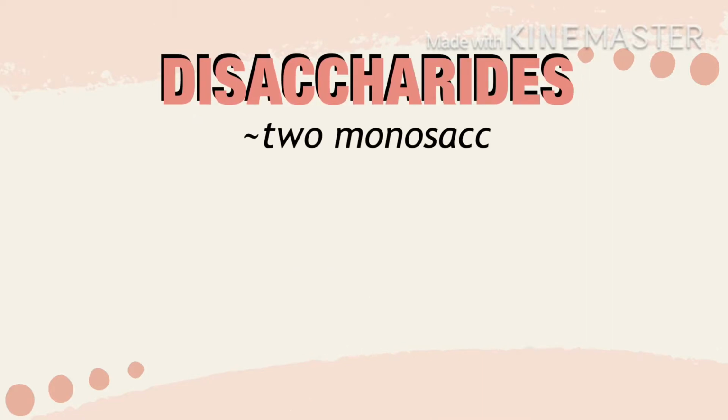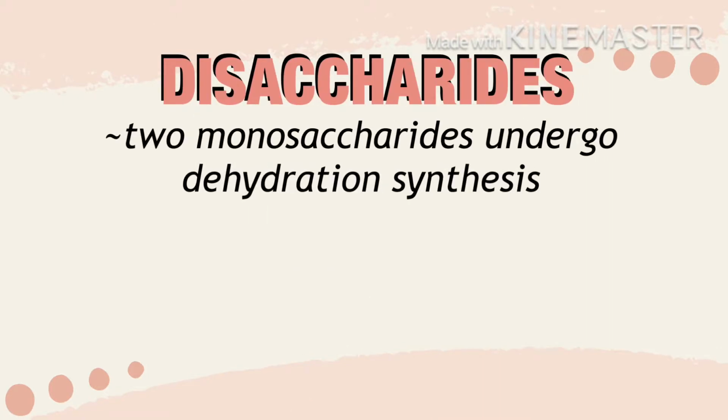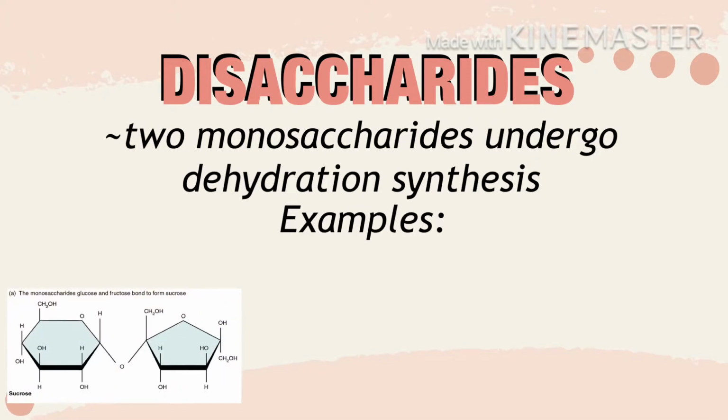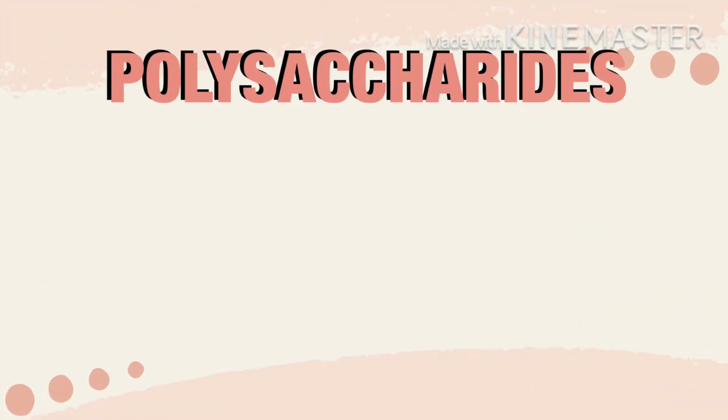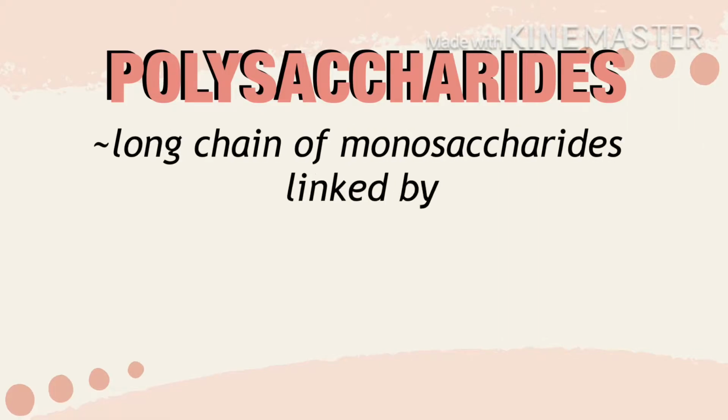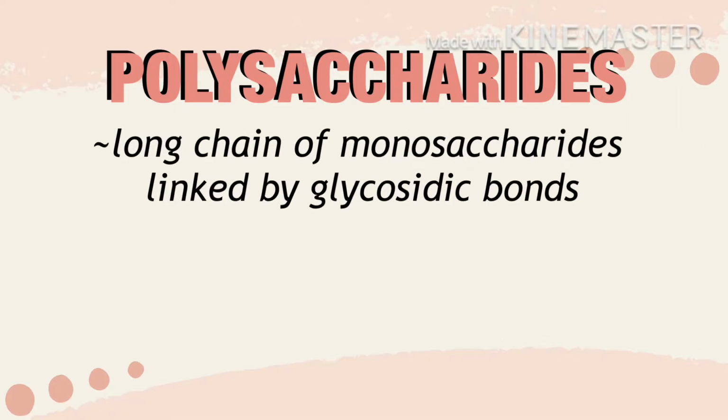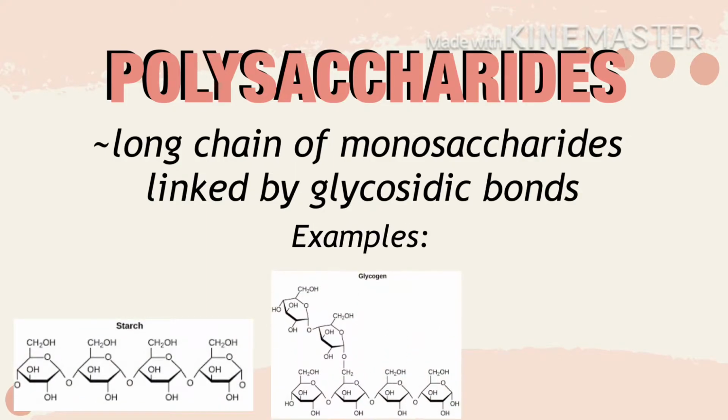Disaccharides. Disaccharides are formed when two monosaccharides undergo dehydration synthesis. Examples are sucrose, lactose, and maltose. Polysaccharides. Polysaccharides are a long chain of monosaccharides linked by glycosidic bonds. Examples are starch, glycogen, and cellulose.